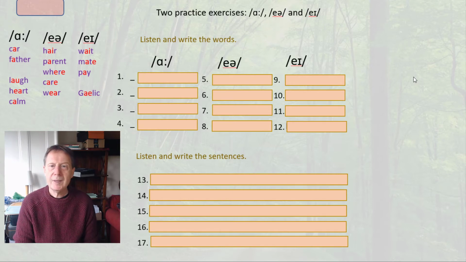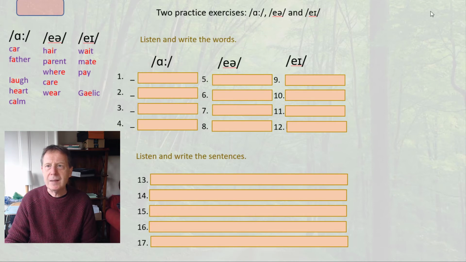So now you can test your understanding of these three vowels and practice the spelling and the sounds with a listening exercise. So I would like you to find a piece of paper and write 1, 2, 3 to 17, and then we'll practice the sounds and the spellings. So listen to the words and the sentences, write them down and think about the sounds and the spellings.